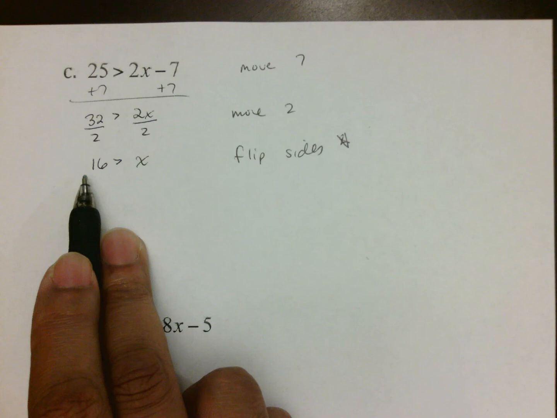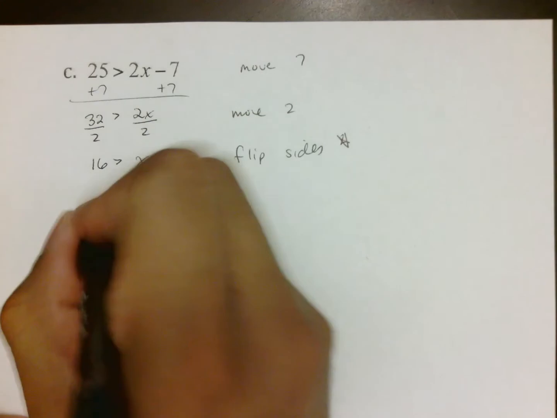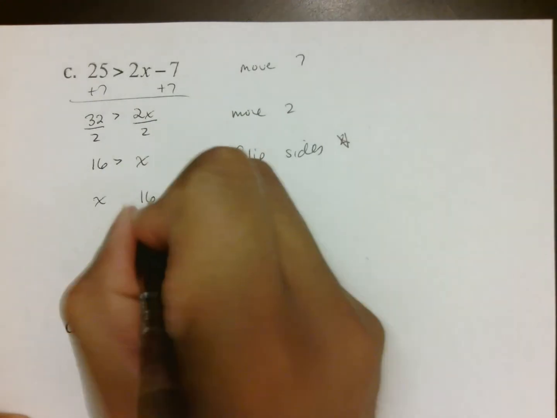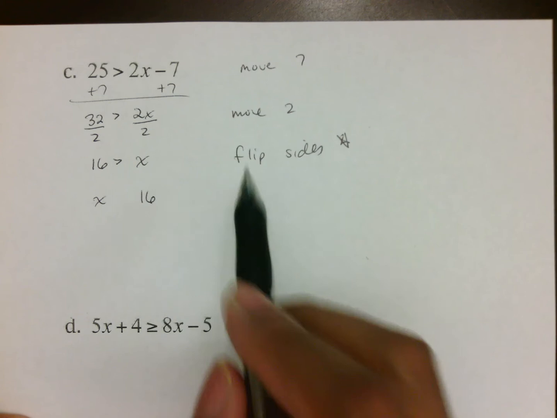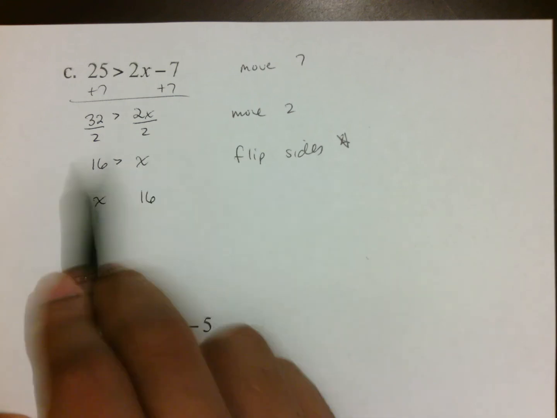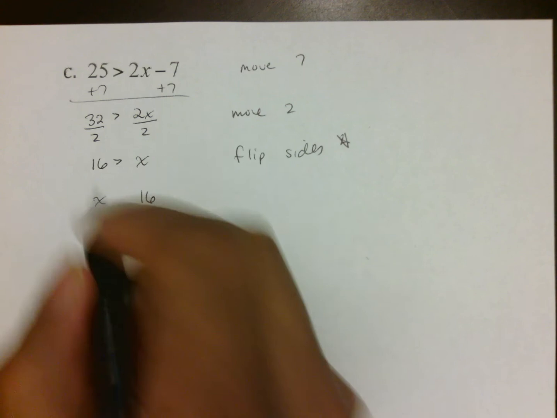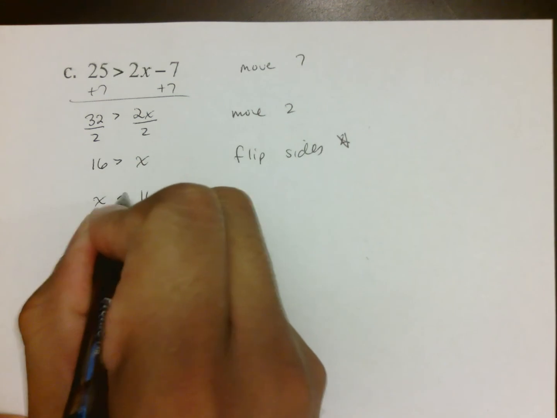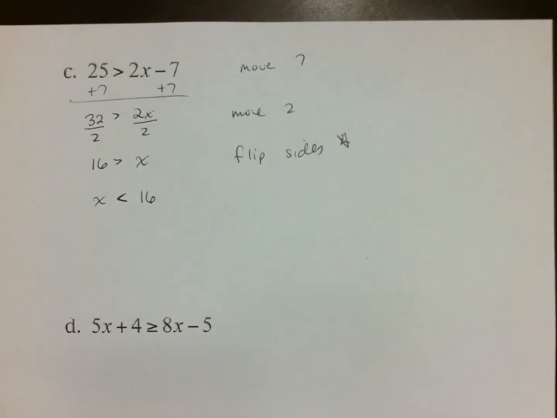So the variable needs to be over here, and what we're going to do is flip the sides, which means that x moves over here, 16 moves over here. The thing about flipping sides means you also must flip the sign. So whenever that x comes over, notice that this symbol is pointing at x. It should still be pointing at x. That is the answer there.